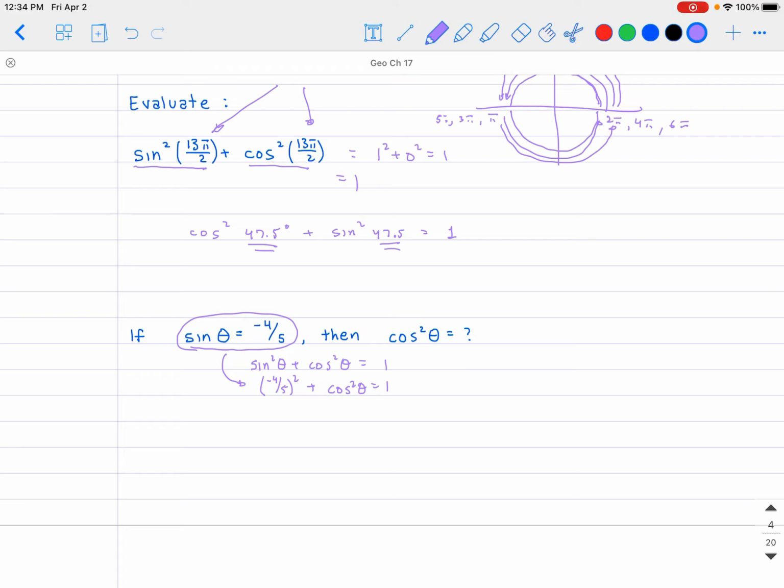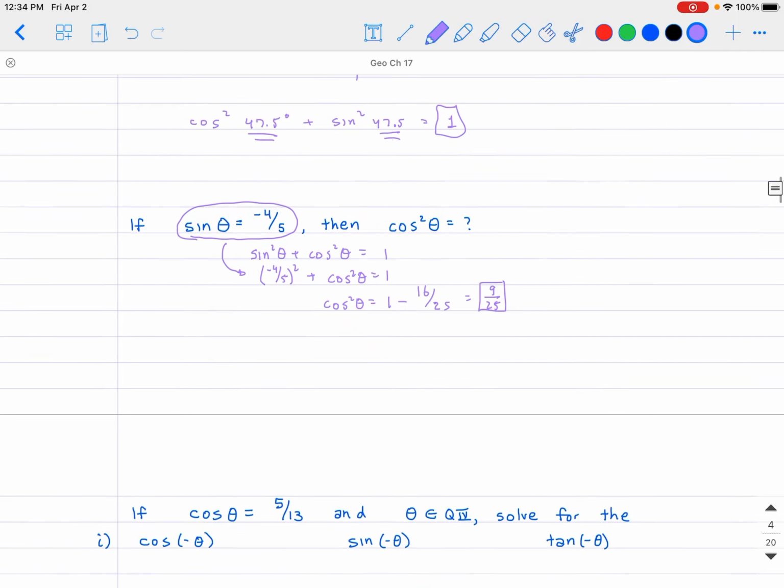We just need to get the cosine squared all by itself, and then we're pretty much home free. So cosine squared theta is equal to 1 minus 16 divided by 25, because it's 5 squared. That looks like it's going to give you 9 over 25 as a result. So that's going to be our answer.